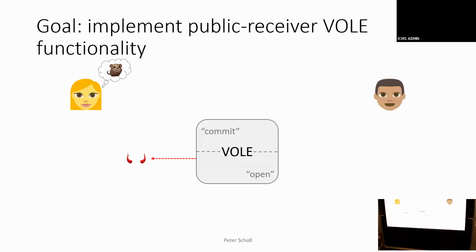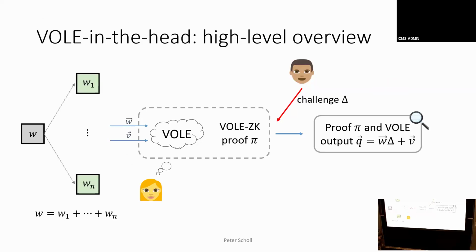Just to check: the delta, once again, is publicly visible or not? This time the delta is public. And the protocol will be publicly verifiable, right? Yeah. Okay.